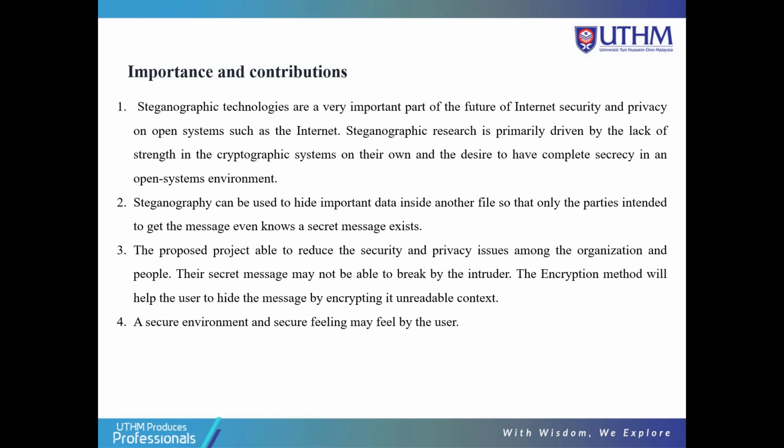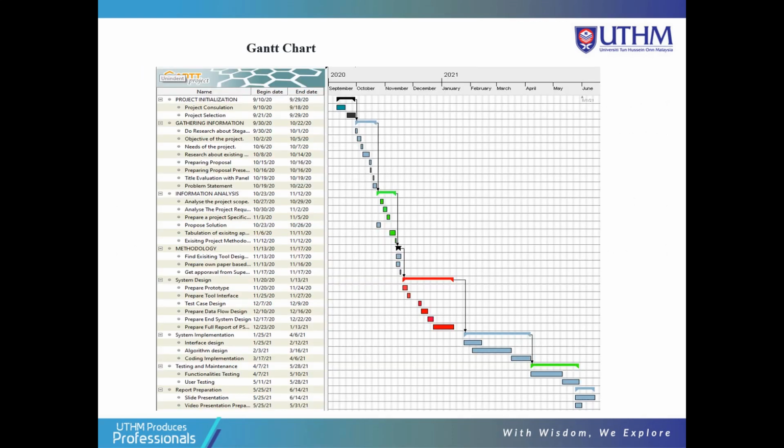The proposed project is able to reduce the security and privacy issues among organizations and people. The secret message may not be able to be broken by the intruder. The encryption method will help the user to hide the message by encrypting it into unreadable context. Lastly, the user may feel a secure environment and a secure feeling.